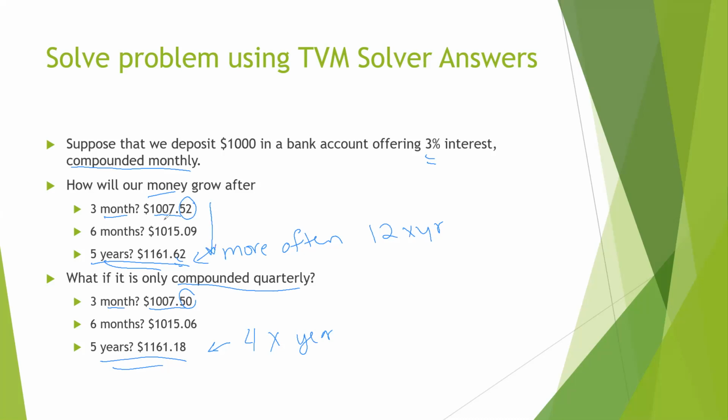Also look that the longer you keep the money in, the more it grows. So the 3 months, you get $7.52 in interest. After 6 months, you get $15.09. And after 5 years, you've got $161.62. So the key to growing money is having a good interest rate and having time to keep it there. 3% is just kind of keep up with inflation rate. So it's better than nothing.